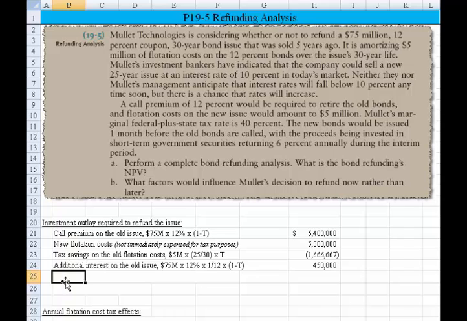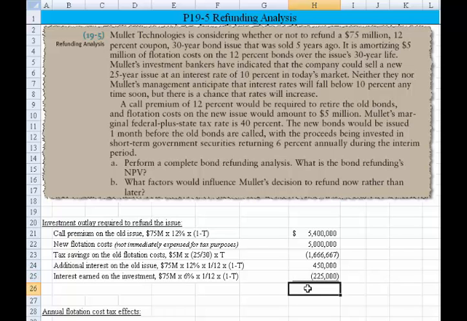The next step is to consider the interest earned on the investments. The problem indicates that while we have that 1 month's supply of the bonds, we'll put it in an investment vehicle that earns 6%. I'll hit F2 so you can see it. You take the 75 million times the 6% return times 1/12 to get 1 month's worth of interest income, and again multiply it by 1 minus the company's tax rate.